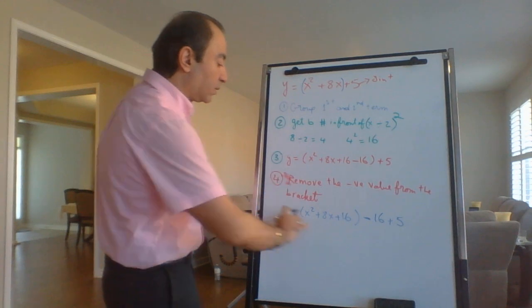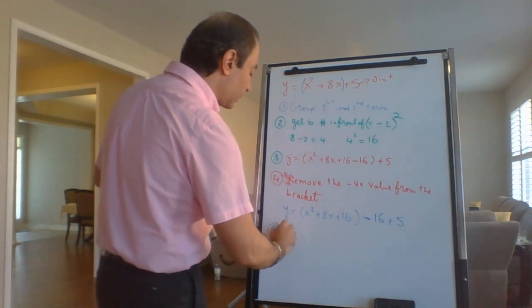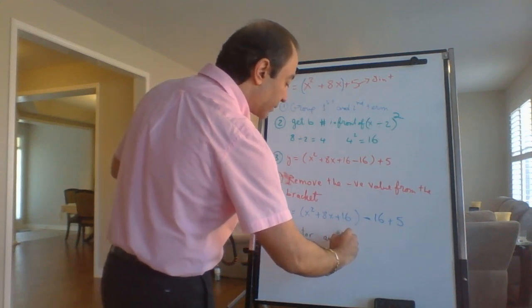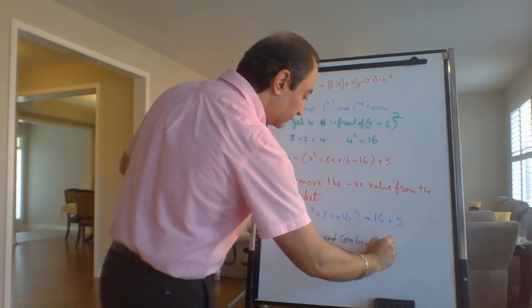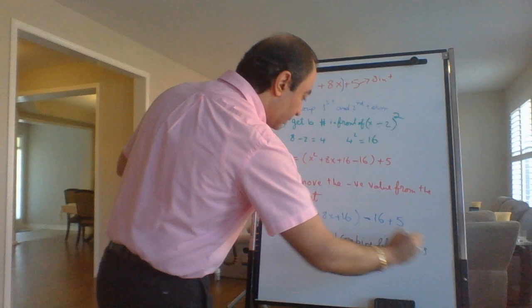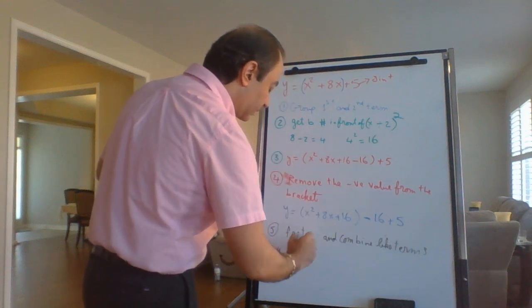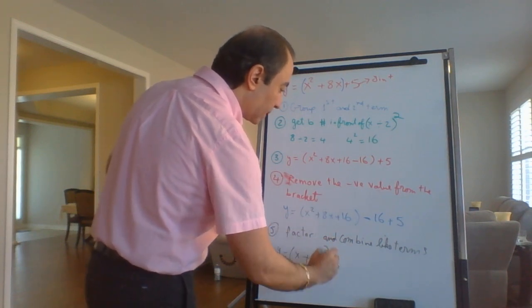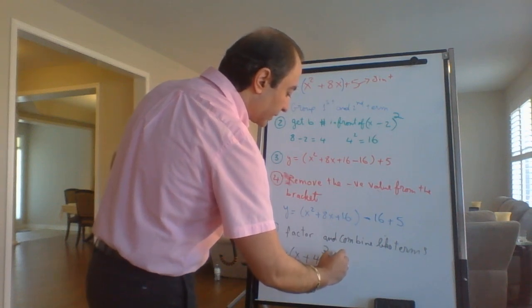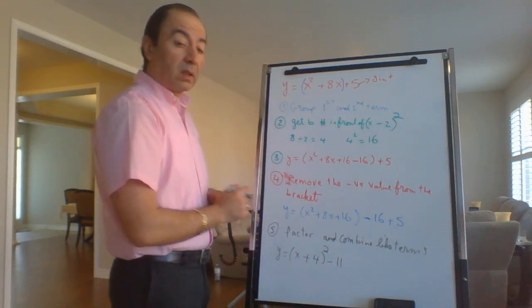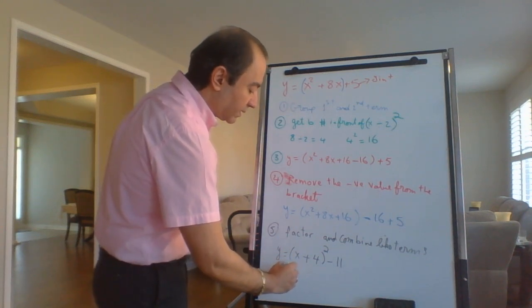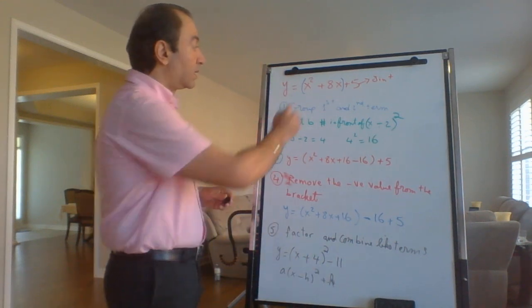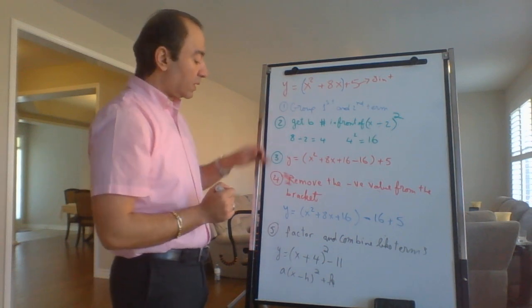What is the last step? Now this is a perfect square, so we factor the perfect square and combine like terms. So we're going to factor this. y will be x, sign of the middle, and square root of the third, and we put a square here, and we combine those, so we are going to have negative 11. Look what happened. This is in the form of a(x minus h) squared plus k. So we were able to switch from standard form to vertex form using those 5 steps.